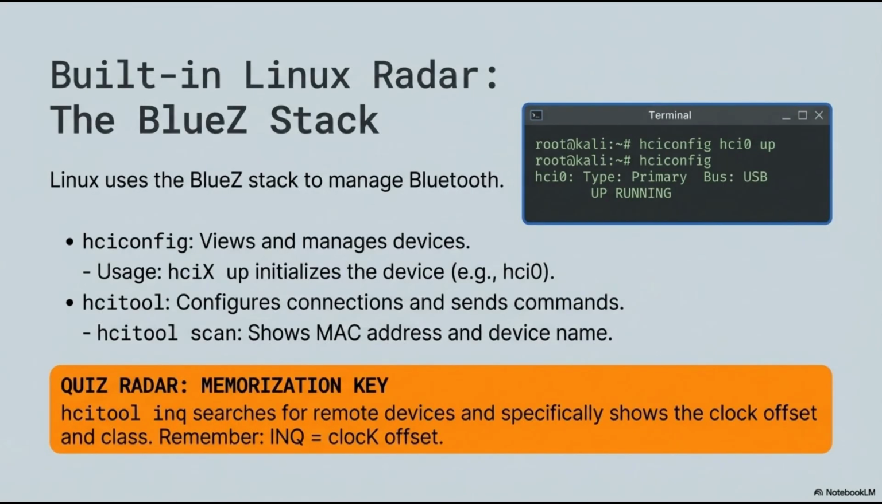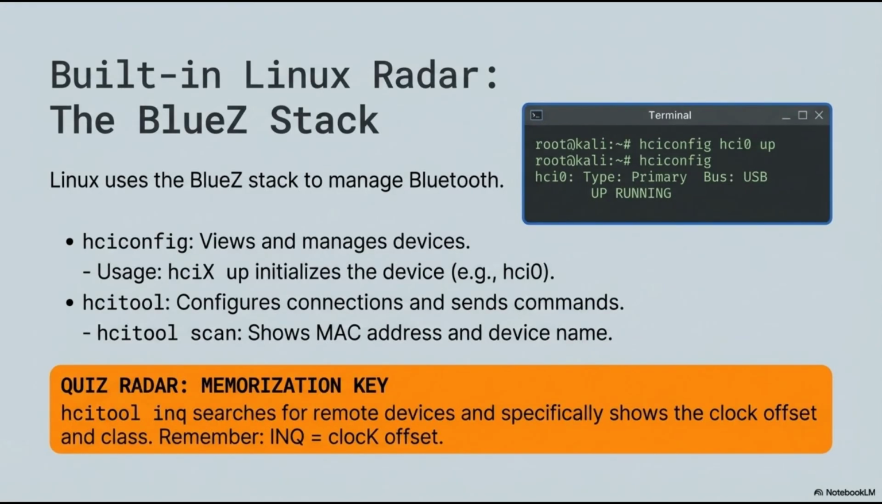I want to give you a specific memorization key here for the exam. Test makers will try to trick you with variations of that hcitool command. Oh, they love doing that. If you get a question asking which command shows the clock offset and the class of a discovered device, the answer is hcitool inq. A foolproof way to remember this in the heat of an exam is that INQ equals clock offset. Look for that Q and K sound connection. INQ gets you the clock offset. INQ and clock. Nice little phonetic trick.